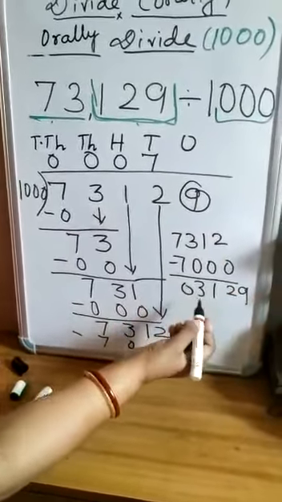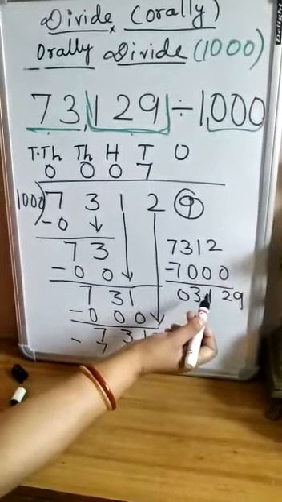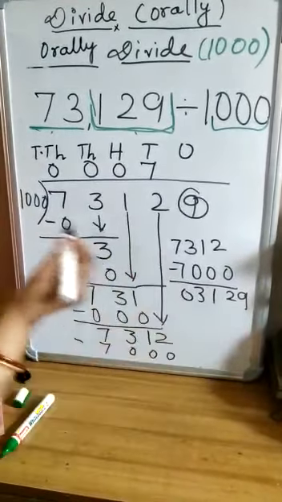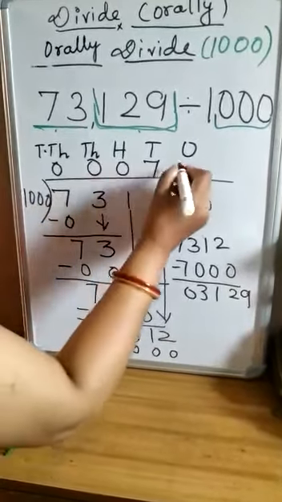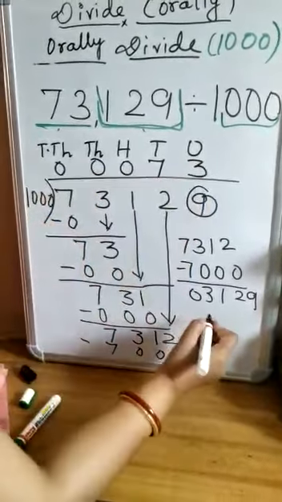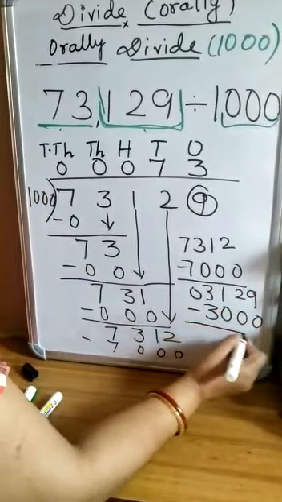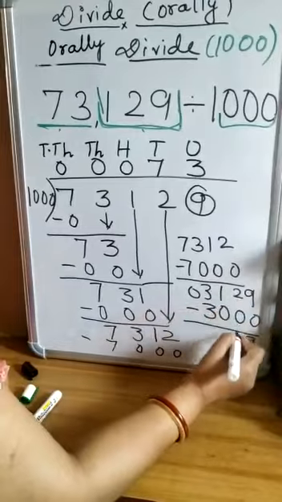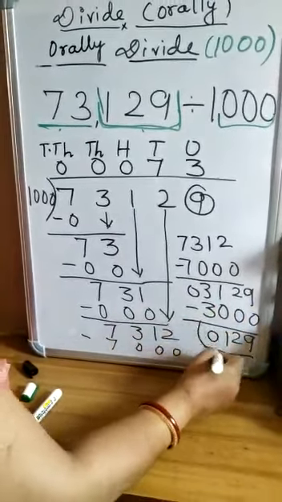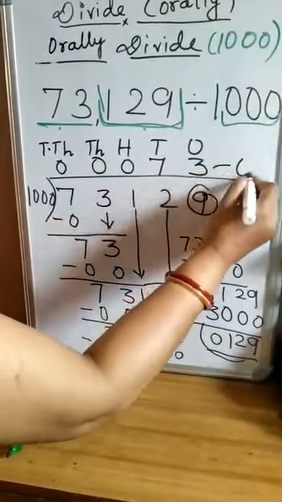Now it becomes 3,129 ones. Now this 3,129 ones is divided by 1000, and 3,129 is more than 1000, so I will start the multiplication table, multiply by 3 at the ones place. So 3 times 1000 is 3000. Correct? Now I will do the subtraction. 9 minus 0 is 9, 2 minus 0 is 2, 1 minus 0 is 1, 3 minus 0 is 3. So all of you see, same. The remainder is 129 and the quotient is 73.